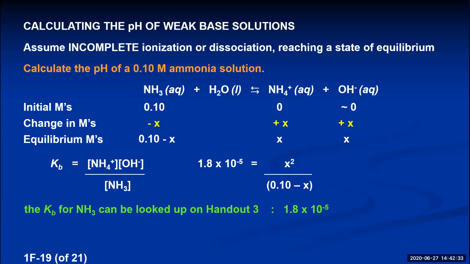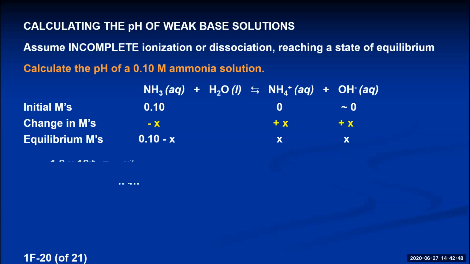Now, to solve this, we'd have to use the quadratic equation unless we make the assumption that the x in the denominator is going to be really small compared to 0.10. And because our constant, whether it's a Ka or Kb, is less than 10 to the minus second, that's probably going to be a good assumption. So I'm going to do this calculation instead. If I multiply both sides by 0.10, then take the square root, I get my value for x, which is 1.3 times 10 to the minus third.